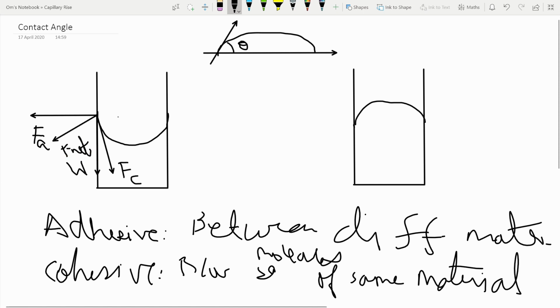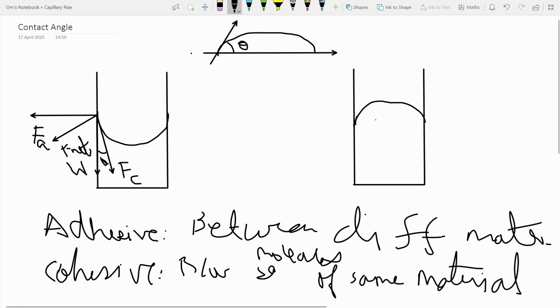In order for the net force to be in this direction, the liquid must be shaped exactly like this. It must have a concave surface. The surface of the liquid has to bend like the concave shape you see over here. That's why the liquid bends like this when there are cohesive and adhesive forces at the surface. The contact angle here is theta, a very small value.